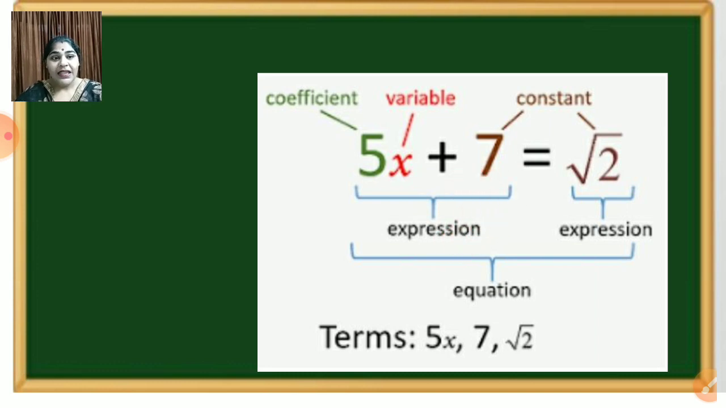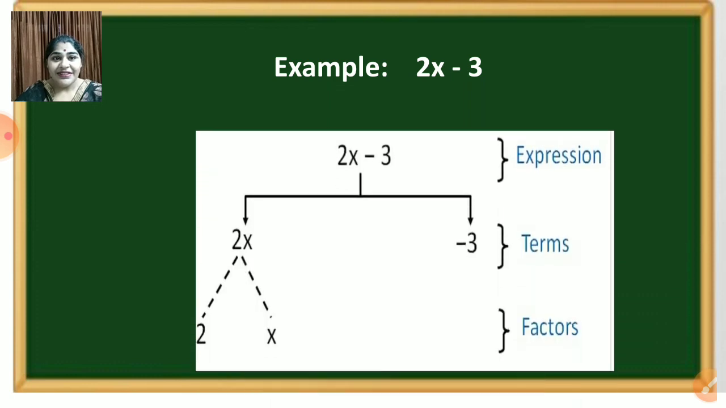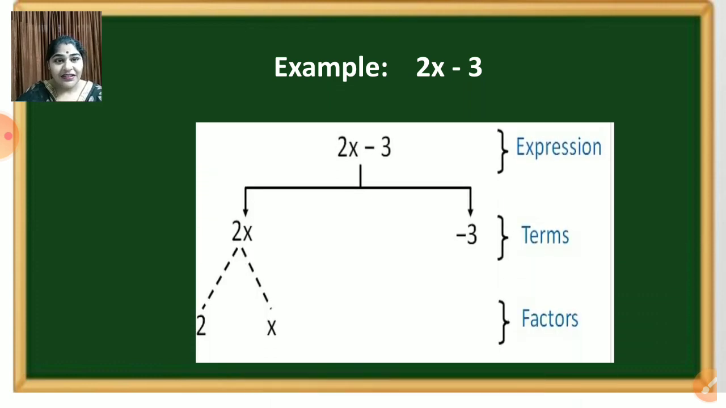So let us proceed. One more example we will take, that is 2x minus 3. So how to write this? I hope you remember, children, in the last year you have done this, writing the expression, terms and factors. So how do you write? You first write the expression, that is 2x minus 3. Define all the terms right below that, that is 2x is one term and negative 3 is another term. Whenever there is a minus sign, negative sign, children, don't forget to take that in that particular term.